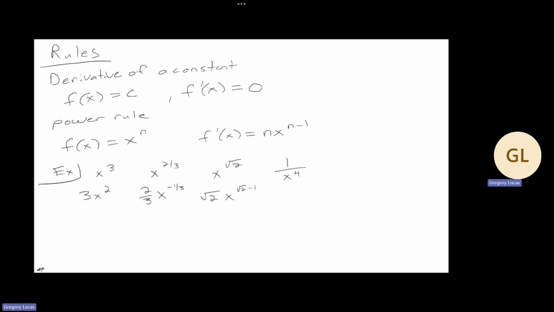This next one, it might be a little easier to rewrite. If I have 1 over x to the fourth, remember this is equal to x to the minus 4 if we consider our exponent rules. So if I have x to the minus 4, I use my power rule. I have minus 4x, and then we subtract 1 from the power, so we'd have minus 5. If we want to, we can write it back as minus 4 over x to the fifth, but that's not necessary.